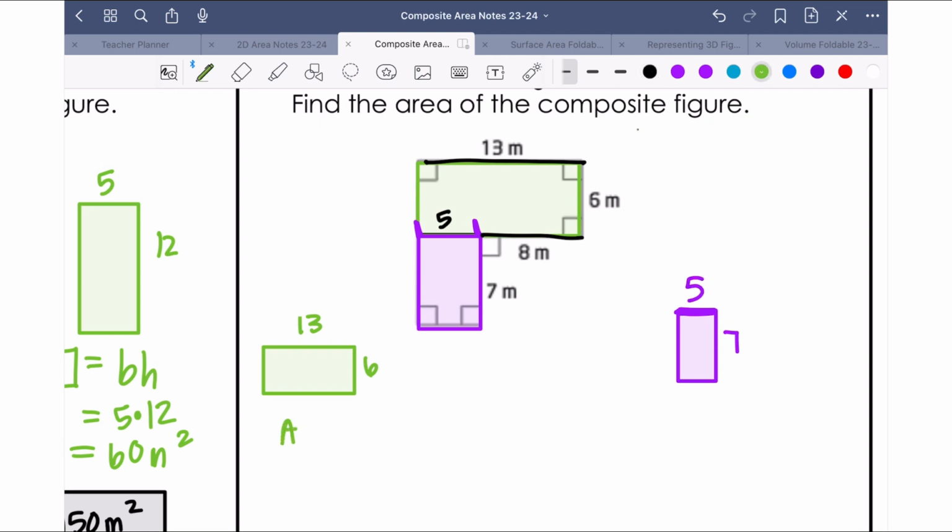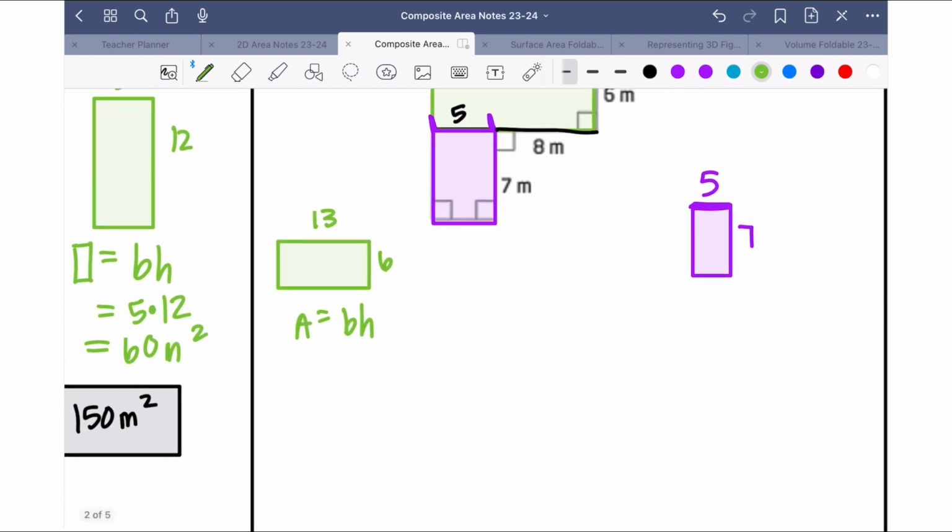So area equals base times height. For both of these, area equals base times height. So we're just multiplying. All right. 13 times 6 is 78.